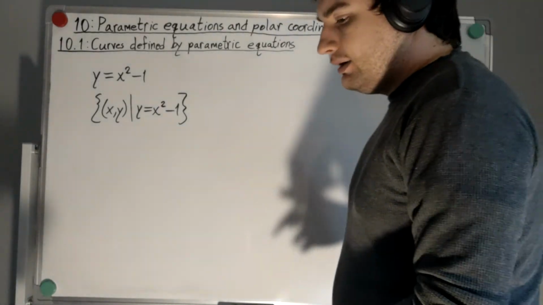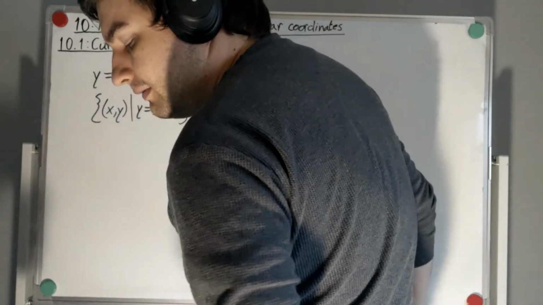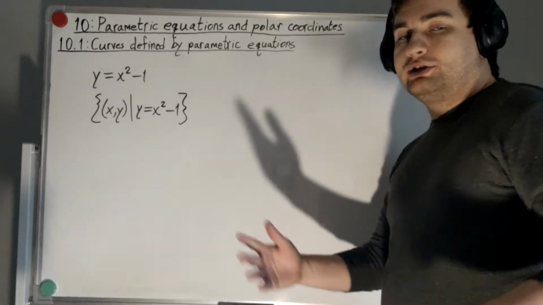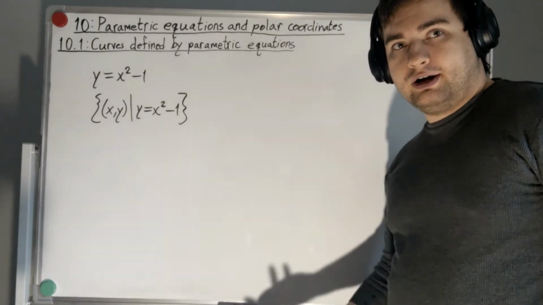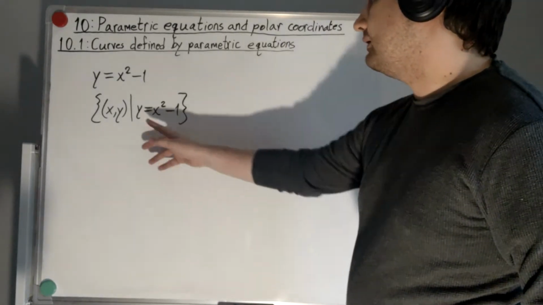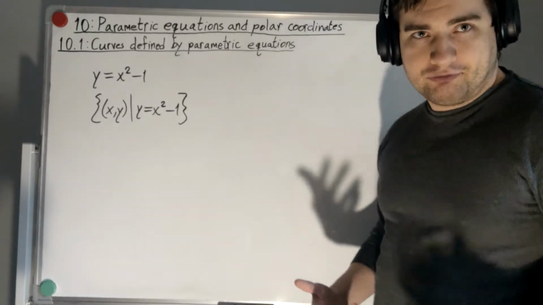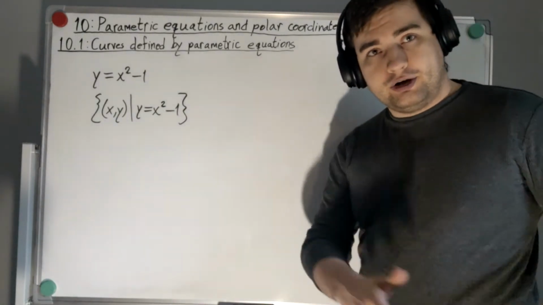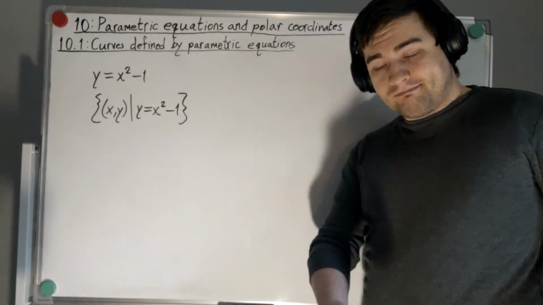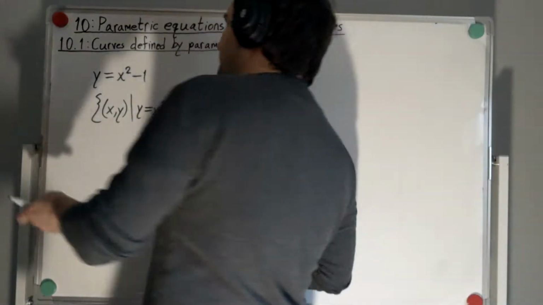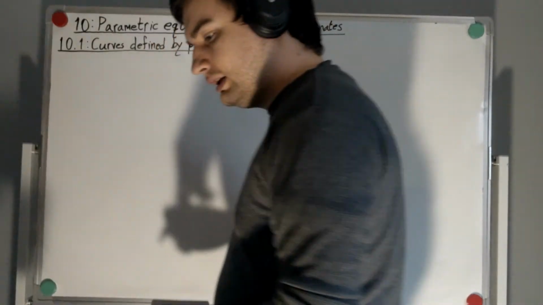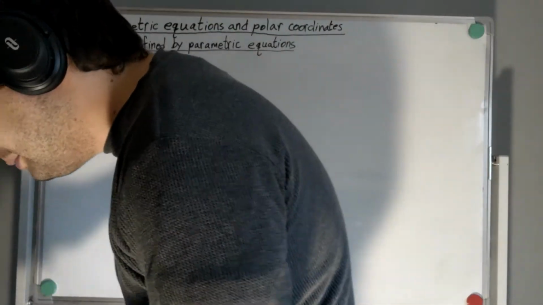Now, there is another way to describe a curve in the Cartesian coordinate plane, and that's using what are called parametric equations. The idea here is, rather than having x and y depend on each other, you can have x and y depend on a third variable, which you call t. Okay? Or usually called t. So let me explain how this is done with an example.